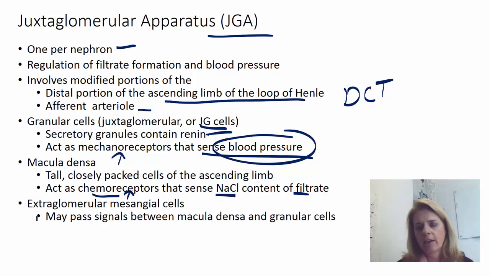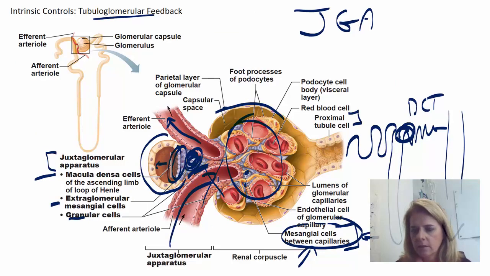And then again, you have these extraglomerular mesangial cells, and it's thought that these cells, because of where they're located, okay, here, I'm sorry, I did that wrong. These are the granular cells right here. Let me see if I can erase. Hang on, I've got too many things going.